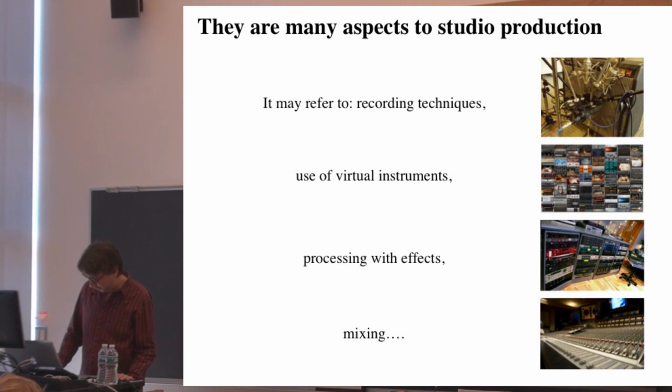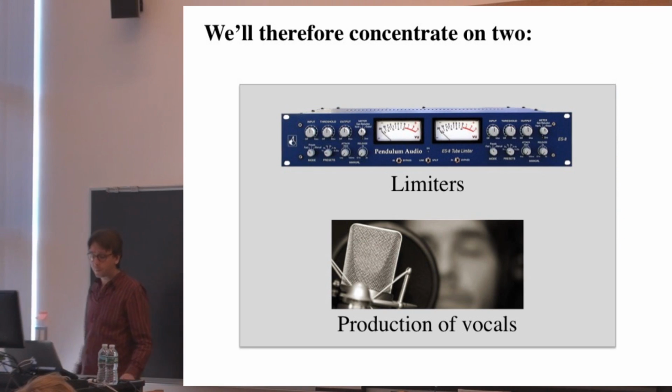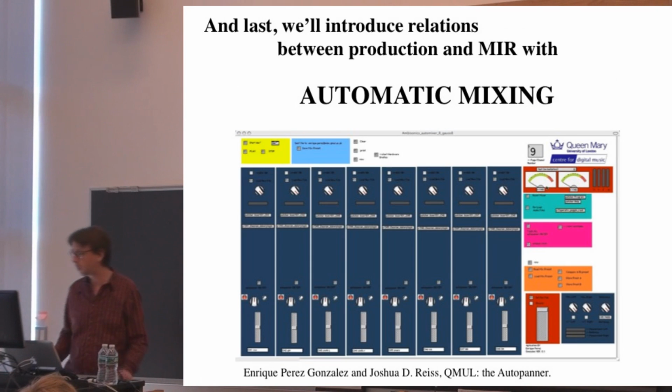This ends the first part. There are many aspects to studio production. We are going to have to concentrate on two. Limiters and production of vocals. Limiters, you will see that it's very funny, even though it's just a simple audio process. And then afterwards, we'll see what automatic mixing is about.